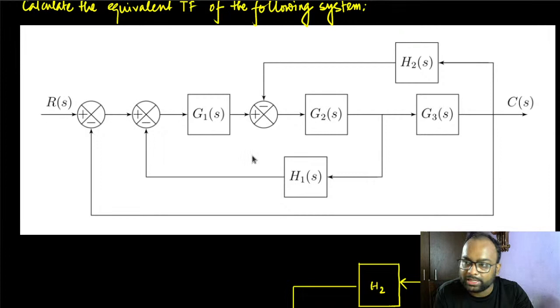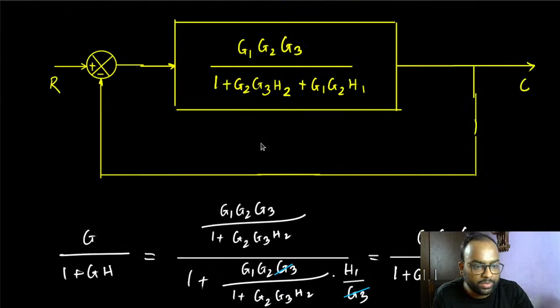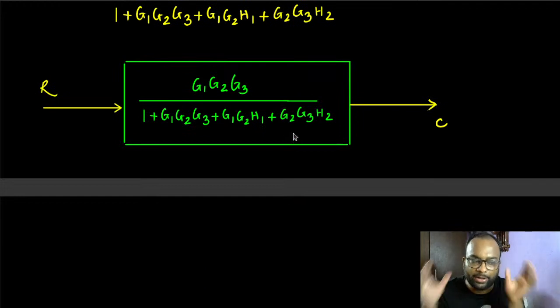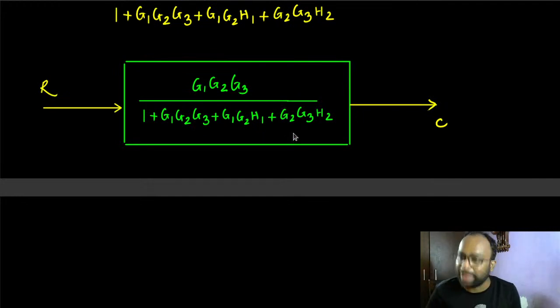So we had the original system that looked like this. So we had these many structures inside. We wanted to keep R and C intact, and we wanted to simplify the internal structure here. So this is called a block diagram reduction. We reduce the block diagram into a single block, a single black box here.